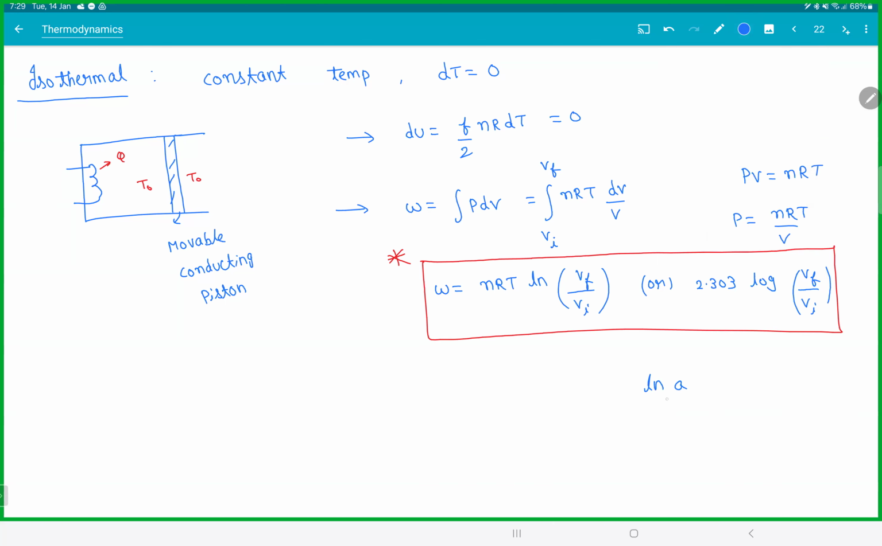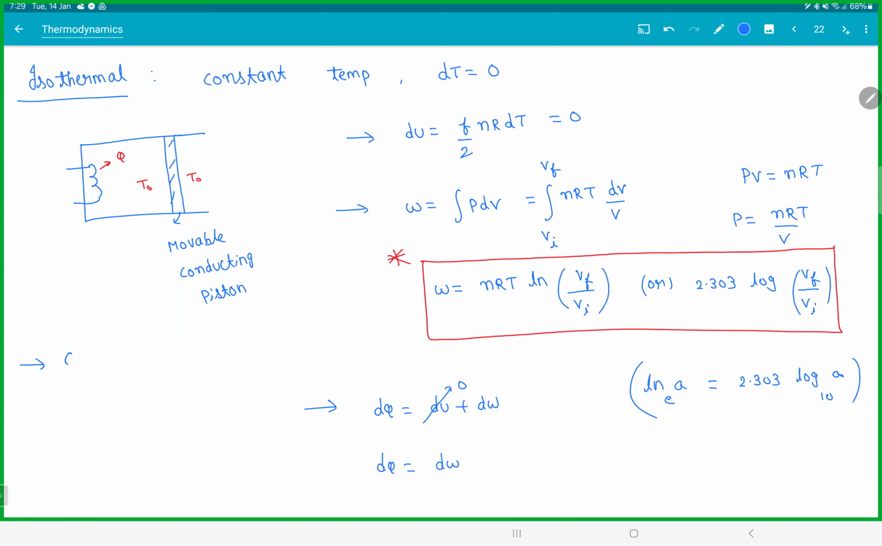If you have ln A to the base e, it is 2.303 log A to the base 10. Then what is dq? dq is du plus dw, but du is 0. So dq is the same as work done.